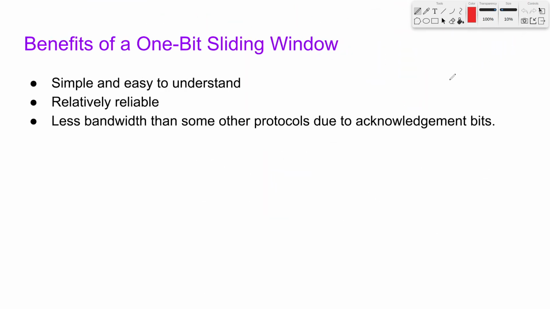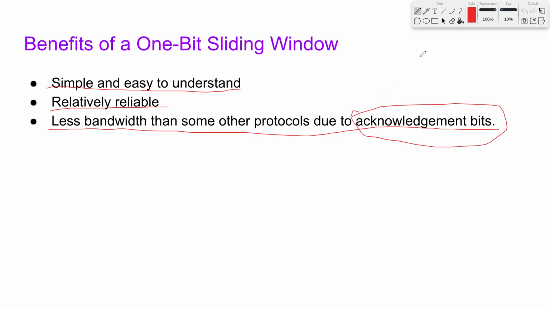Alright, so some of the reasons why you'd want to use a 1-bit sliding protocol are that it's simple and easy to understand, it's relatively reliable, and it requires less bandwidth than some other protocols due to acknowledgement bits. We'll talk about acknowledgement bits later, they're very helpful to this.